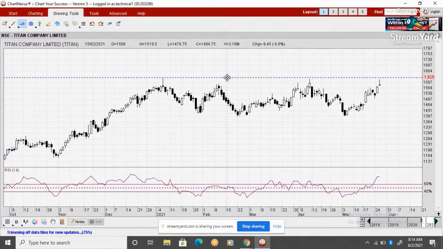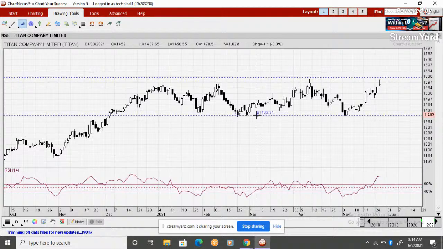So 1620 is resistance on upside. On downside, you can see 1400 is the support for this counter. So the counter is moving in a 200 points range. I can see a potential trading opportunity in this counter. The day will come when it will either break 1620 on upside or 1400 on downside.